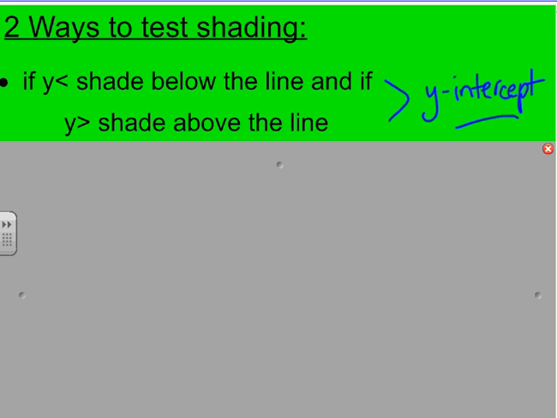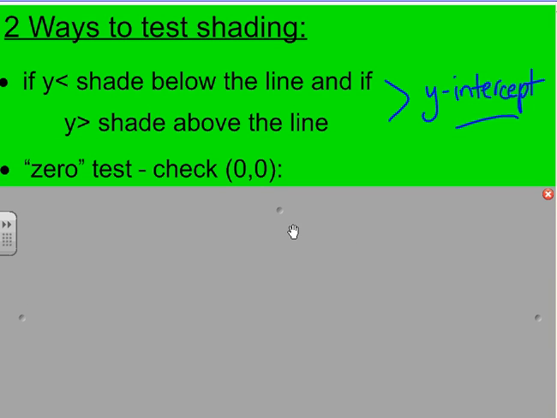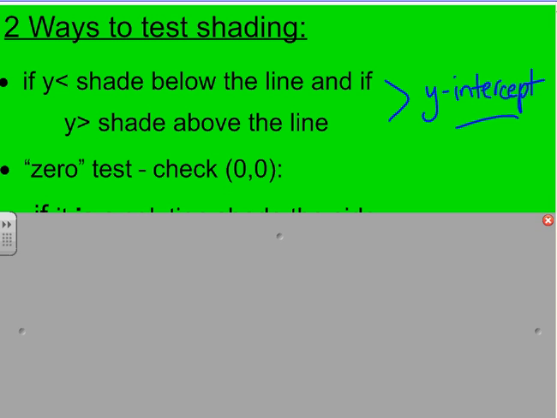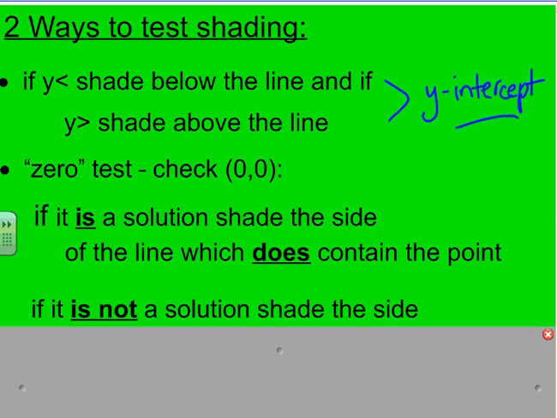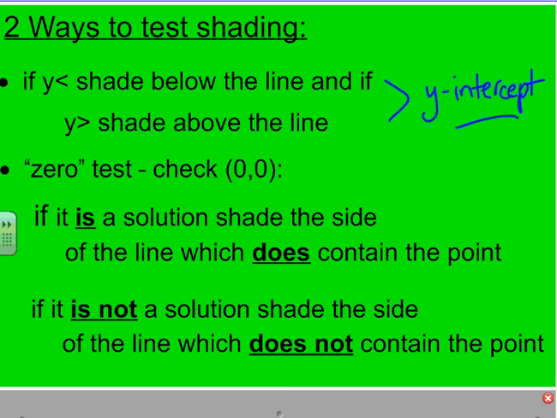Then the other way is what we call the zero test. This is also a great way to test and see if a particular point is a solution, kind of what we just did in examples 1 and 2. What we would do is plug in and test if it is a solution. If it is a solution, we would shade the side of the line that contained the point. In other words, it would include it, so we would shade it. This would be a true situation. If it's not, we would shade the side of the line that does not contain the point. This is a false solution.